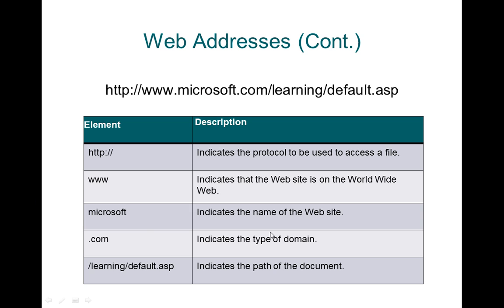Then there is a .com that indicates the type of the domain. As I told you, .com means a commercial website. So Microsoft is a commercial website that is used for buying and selling goods and services. Then there is /learning/default.asp that indicates the path of the document. Path means the location where the document is stored.